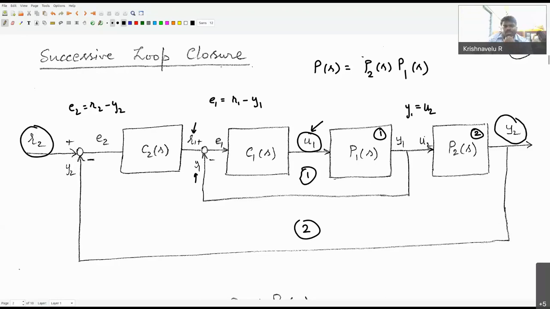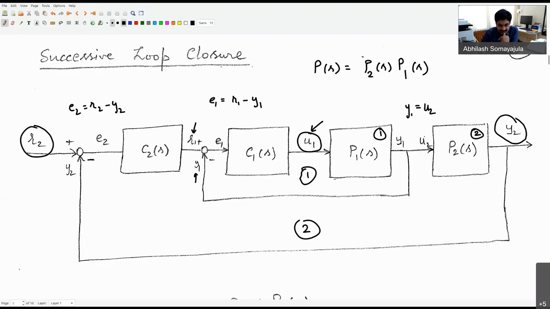Yes, Krishnavelu. What are the benefits of using successive loop closure? Successive loop closing will help me make my controller easier to design, rather than a single loop closure, which may possibly be more complex. The control law may look more complex. So I'll close the loops successively so that my control law looks more reasonable for me to understand what is going on. You will get to see this once you see an example. That will be much clearer.